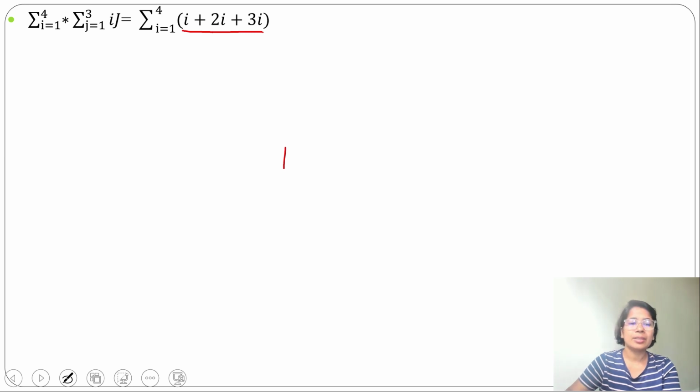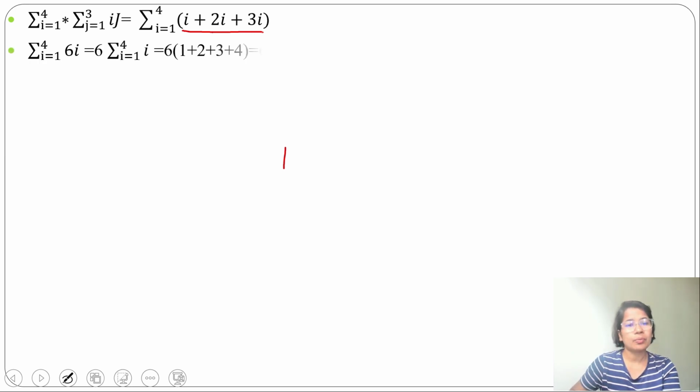Now we'll find the sum of i equals 1 to 4, 6i. Now in place of i, you can write 1 to 4. We can write 1, 2, 3, 4. So 1 plus 2 plus 3 plus 4, it's 10. 10 multiplied by 6, it's 60.